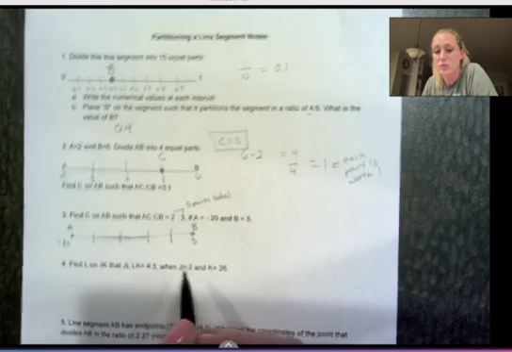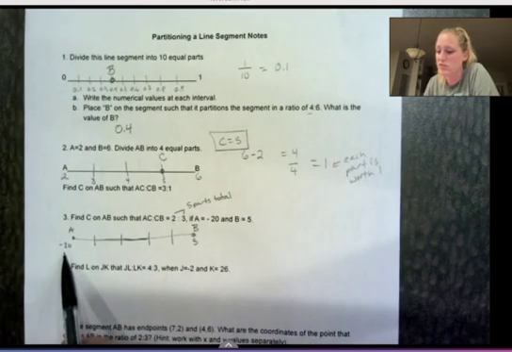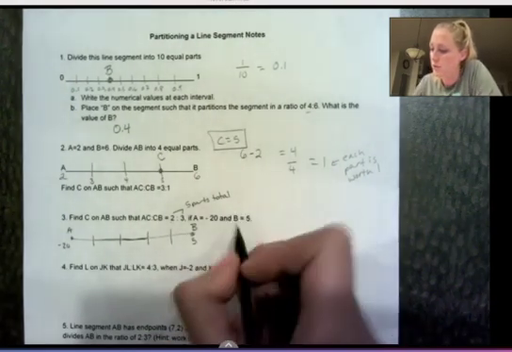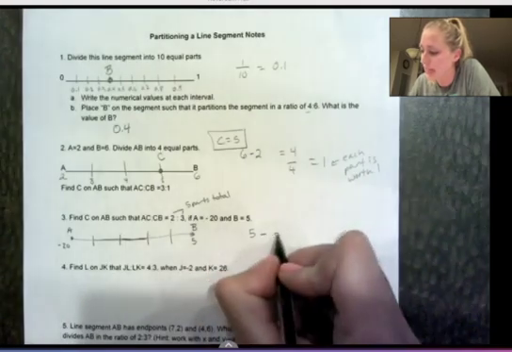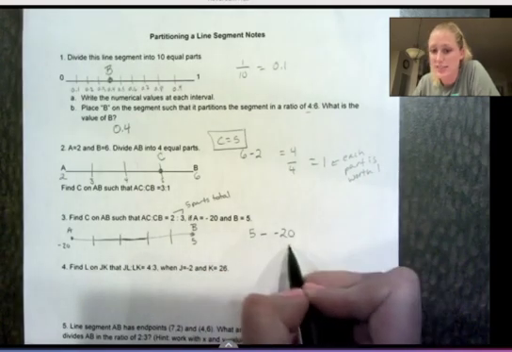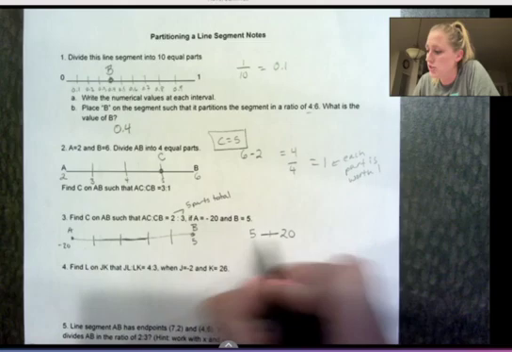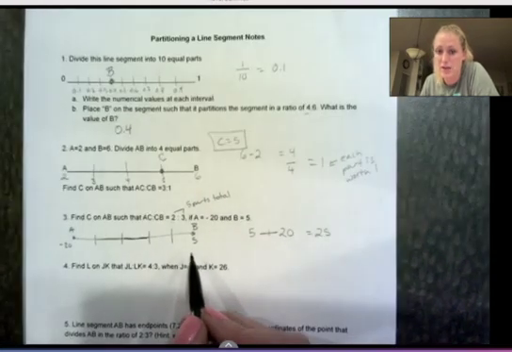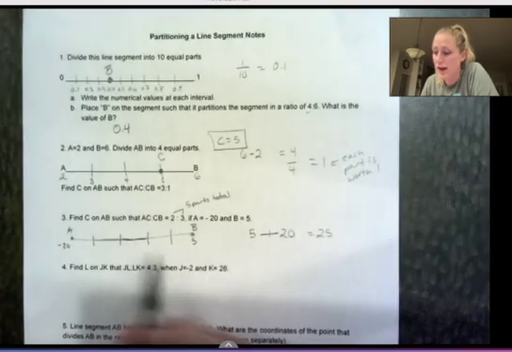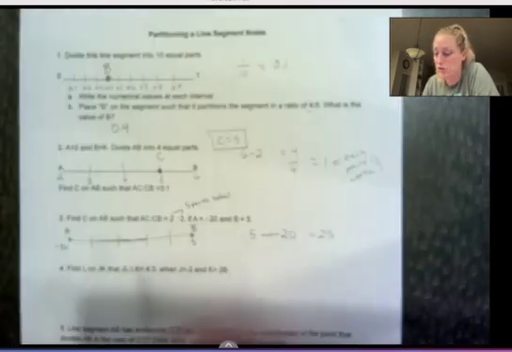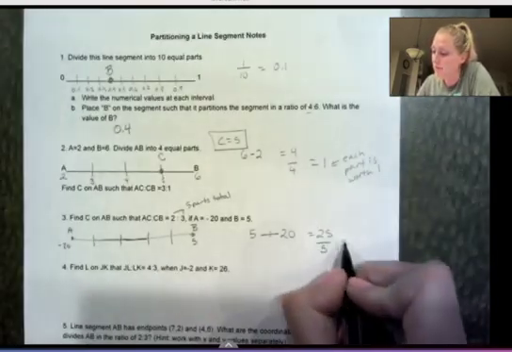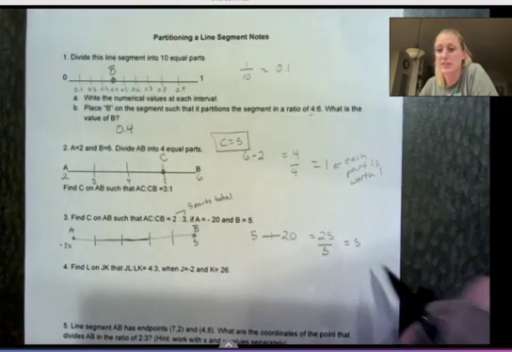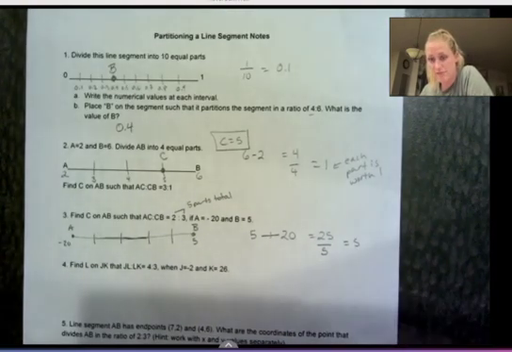Before I know what each one's worth, I need to know the distance from negative 20 to 5. So I'm going to do 5 minus negative 20. When I subtract a negative, it's addition. So these are 25 apart from each other. Now I'm cutting that into 5 equal parts, so to figure out what each one is worth, we divide by 5. That means each space is adding 5, going up by 5 each time.